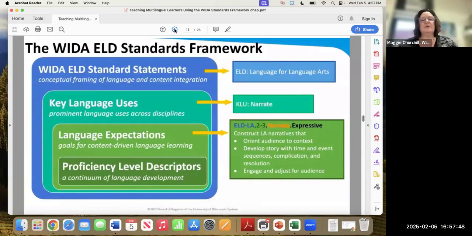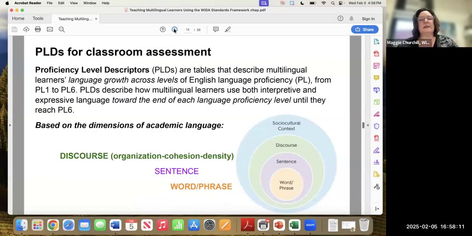So this image from WIDA just shows the structure of that framework again. We talked about standard statements, key language uses, the language expectations, and that's where they start to look like standards over here with these letters and numbers, right? And then those PLDs. Okay, so that's the structure of the framework. That's what the framework actually looks like. And as I mentioned, the PLDs, just a quick word again about that, to give you in a nutshell what they are, because I feel that what's there in the framework is very overwhelming. And as someone who's been looking at it for 8 years, for me to say I'm overwhelmed by it, I can feel pretty confident in saying that I speak for most people, but we are definitely overwhelmed by that, and it's not a helpful tool.